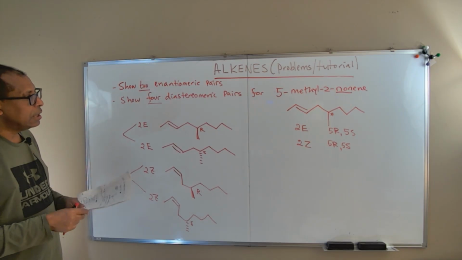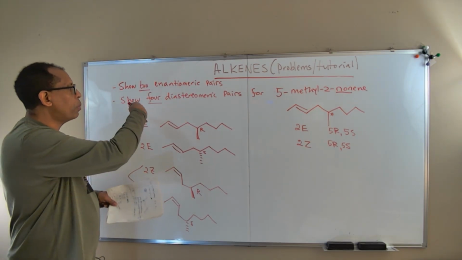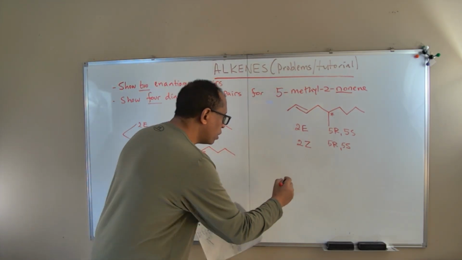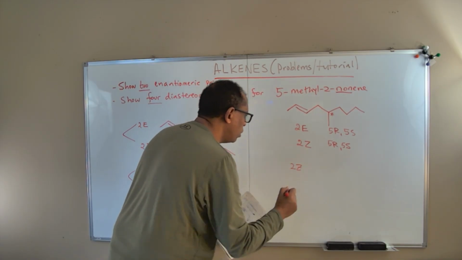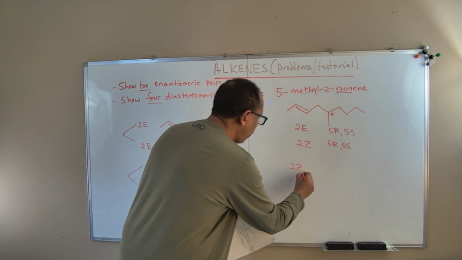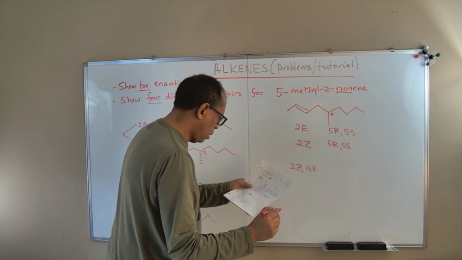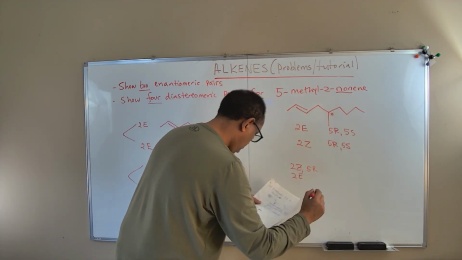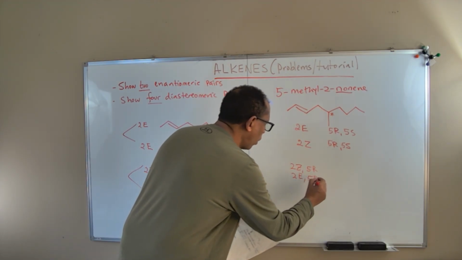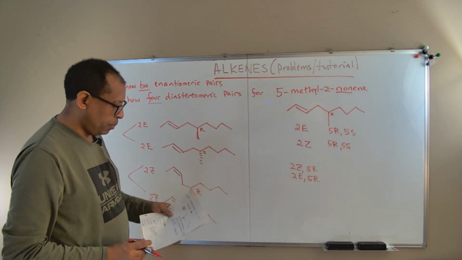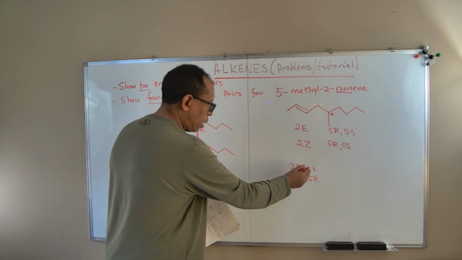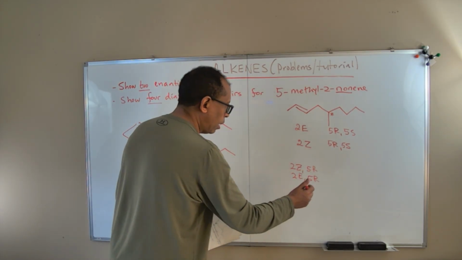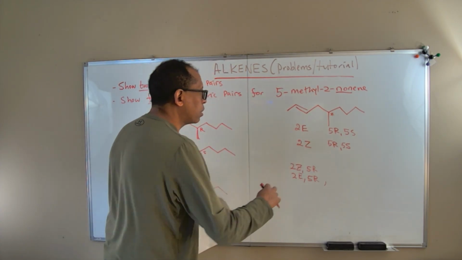So I will just list down all the diastereomeric pairs that are possible. So you could have 2Z, you could draw out all this, 2Z, 5R, and 2E, 5R. This is one diastereomeric pair. They are diastereomeric. They are not mirror images, as you see. They are Z and E. That's one pair. I want you to draw this structure.